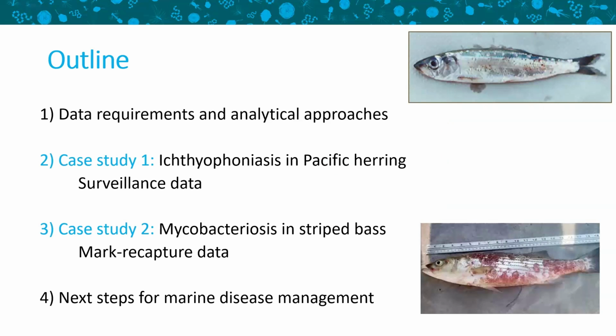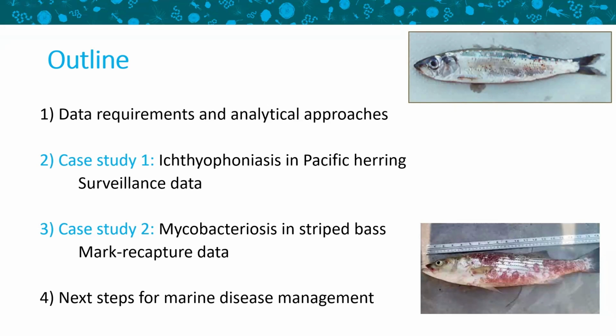So with all of that in mind, what I'd like to do today is talk about some of the data requirements and analytical approaches for understanding disease in fisheries. And then I'd like to present somewhat quickly 2 case studies. One is ichthyophoniasis in Pacific herring, which is this figure up on the top. It causes this sort of sandpapery pattern on the scales of this herring here. And this is one of the most common marine diseases.